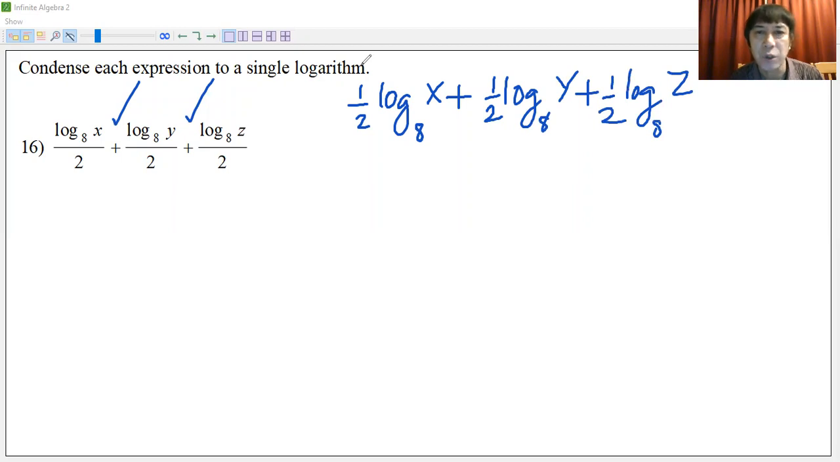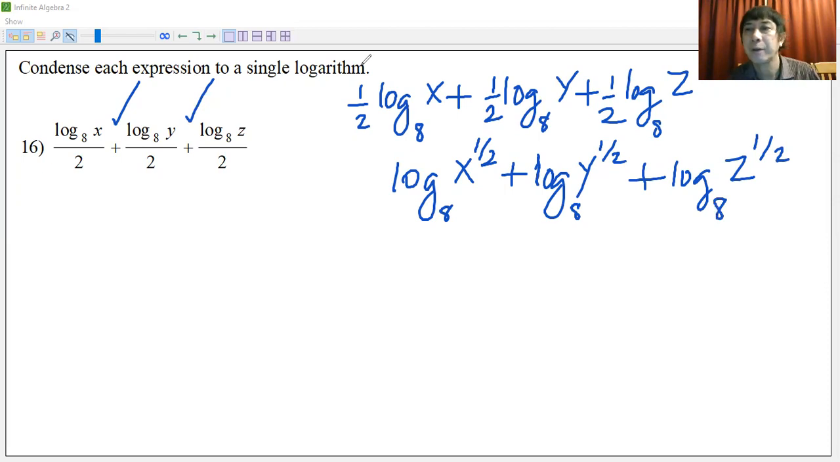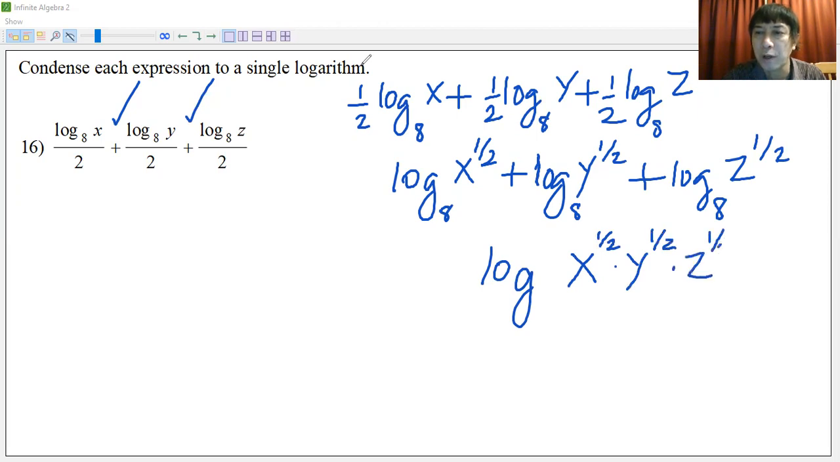So we can now use the 1/2 as exponent of the letters. So this is now logarithm of x to the 1/2 plus logarithm of y to the 1/2, plus logarithm of z to the 1/2. These are all base 8. And so we can now condense it to one logarithm expression, logarithm of x to the 1/2 times y to the 1/2 times z to the 1/2. And these are all base 8.